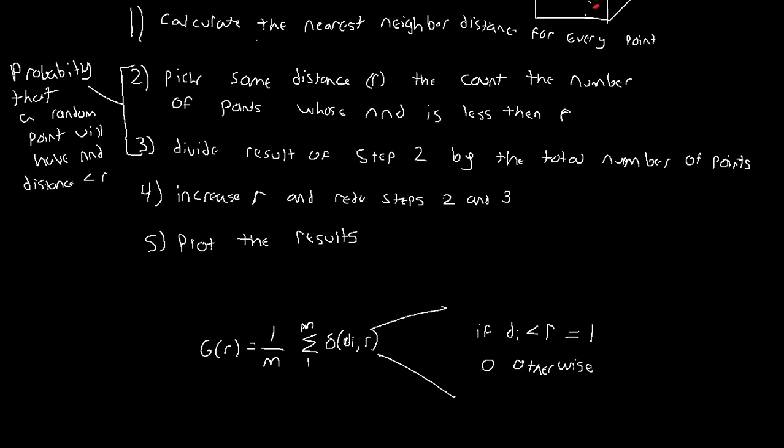This equation right here is the same as picking some distance and counting the number of points that are less than it, and then dividing by the total number of points. So that's what this is doing. Then we would run this equation again with an increased distance of r, and we would plot the output.